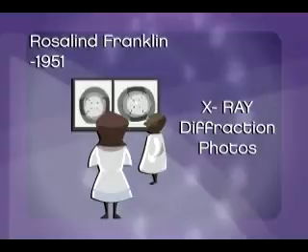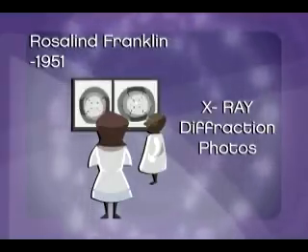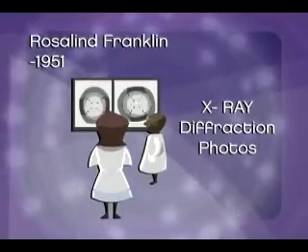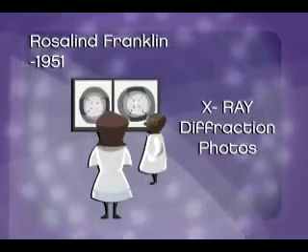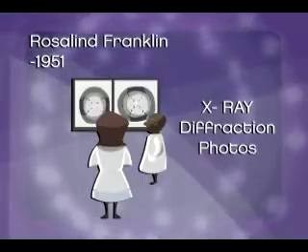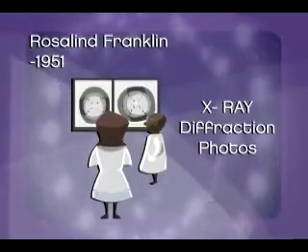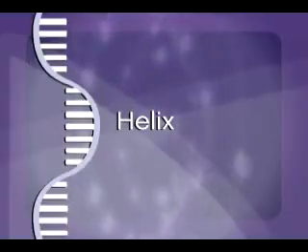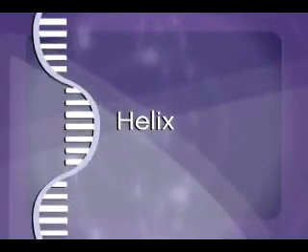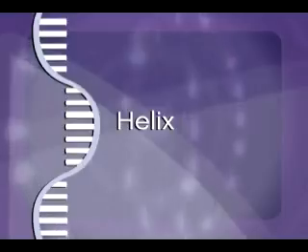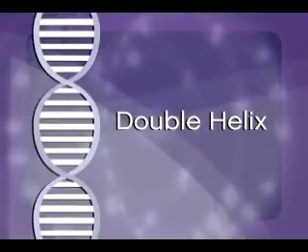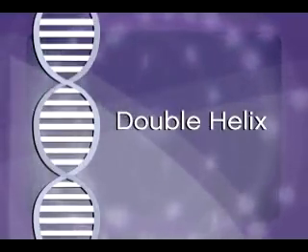What was it, you ask? Well, the shape of DNA turned out to be, drumroll please, a helix. But not just a helix, a double helix. Wait, what's a double helix? It looks like this. This is a helix. You can think of it like a corkscrew. And here's a double helix. You know, there's just like 2.